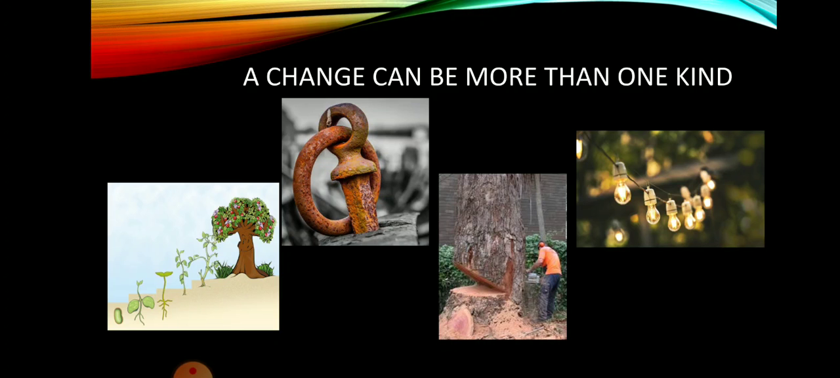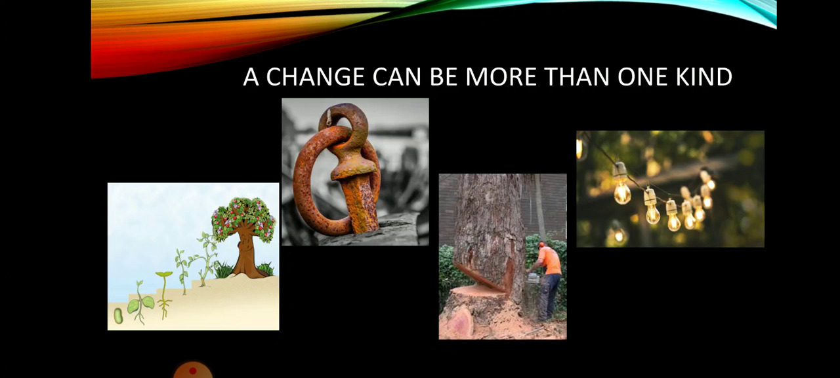The next example which you can see is cutting of a tree. Cutting of a tree is a man-made change. Yes, it is an irreversible change, and it is a physical change. Then in the next picture you can see lighting of an electric bulb. It is a fast change, a desirable change, a reversible change, and it is a physical change.